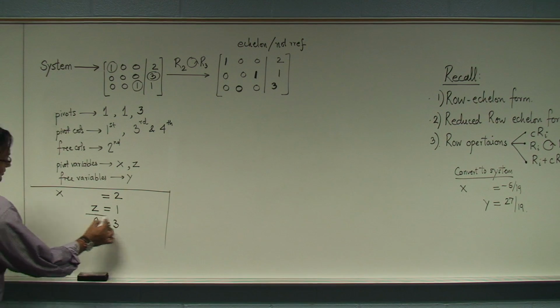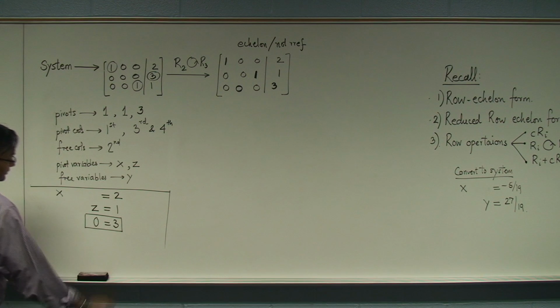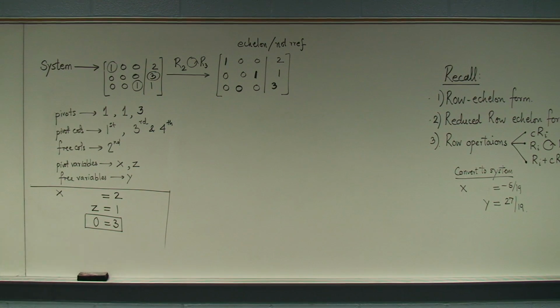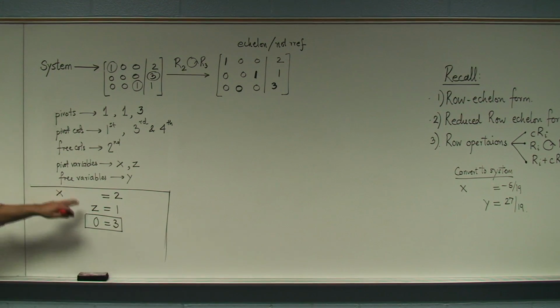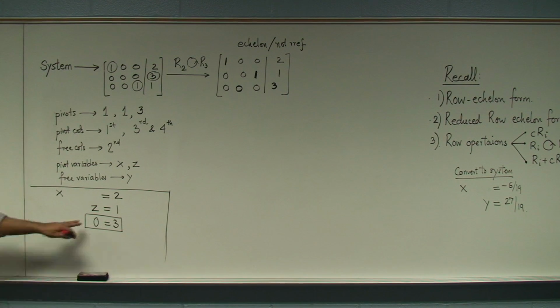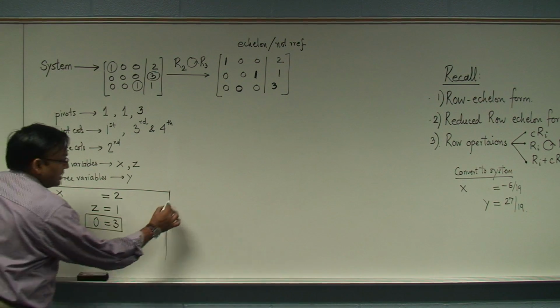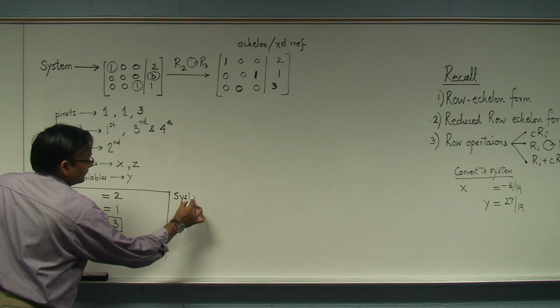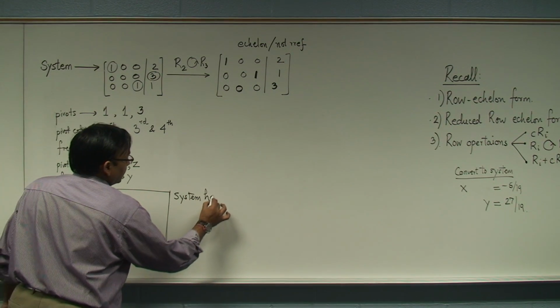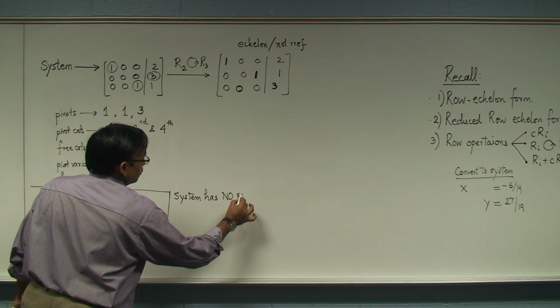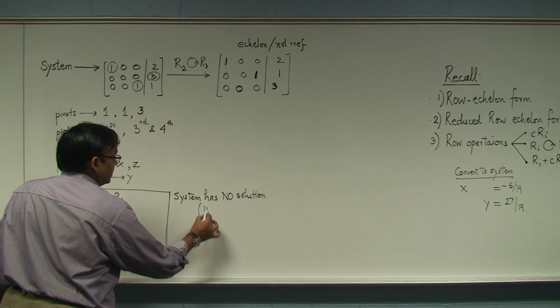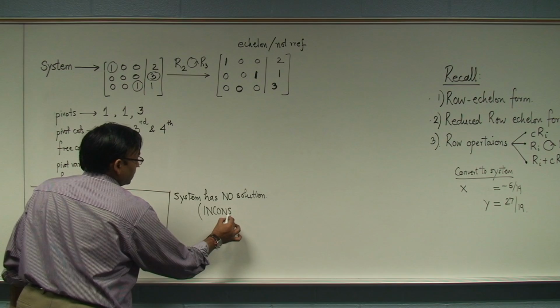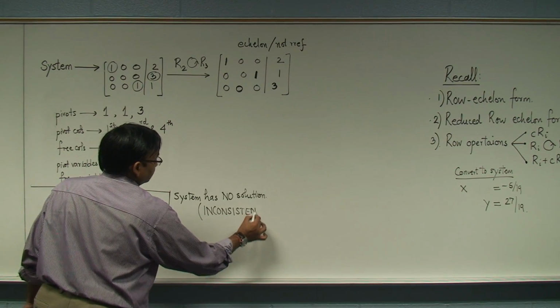But the problem is this last equation. It gives us something which is very unsettling: 0 is equal to 3. What does this tell you about the system? It says x is 2, z is 1, y is arbitrary, but 0 equal to 3 kind of ruins the whole thing. And this tells me that this system, whatever that might have been, has no solution. Remember, we had used a terminology, inconsistent system of equations.